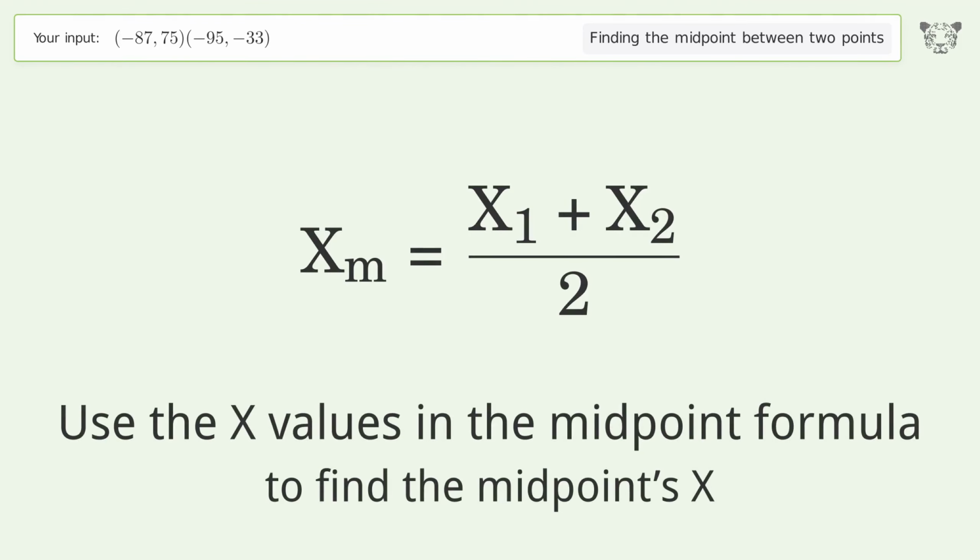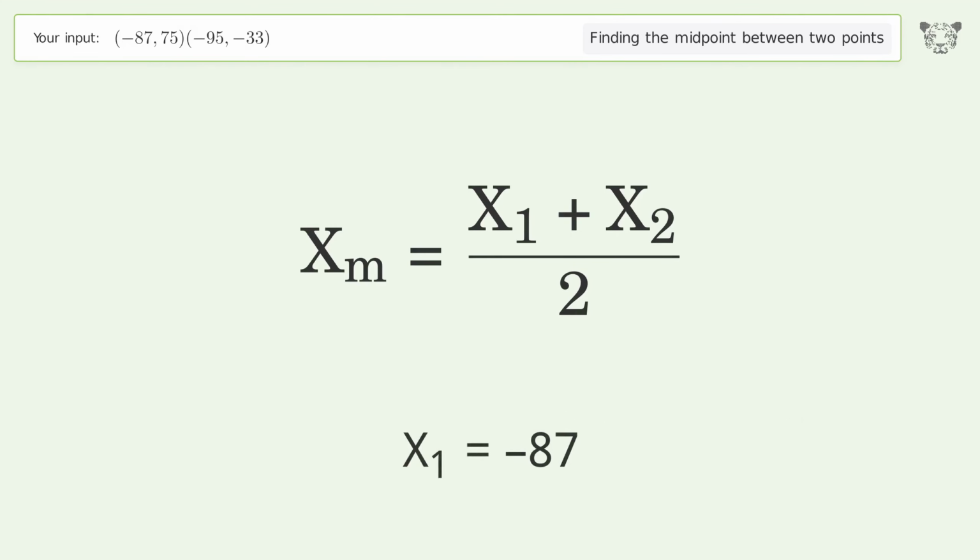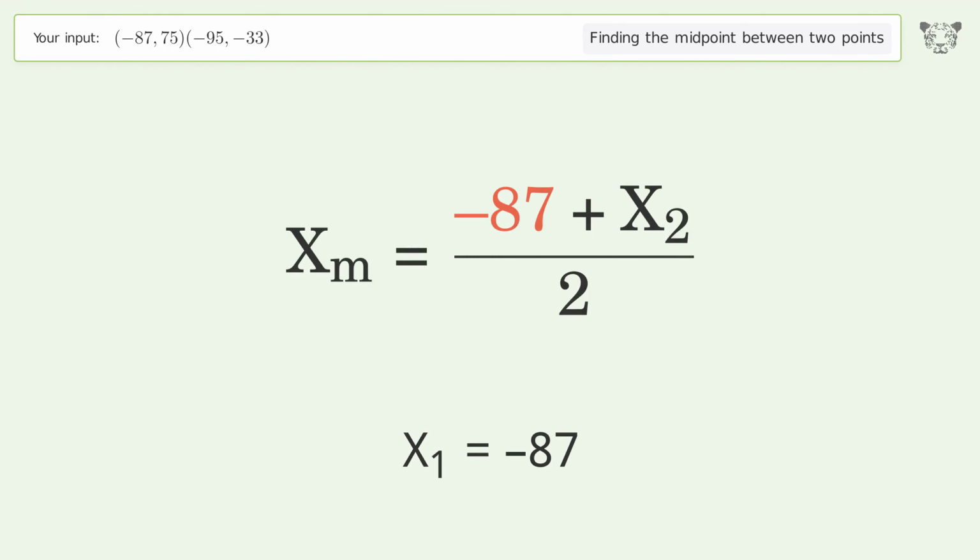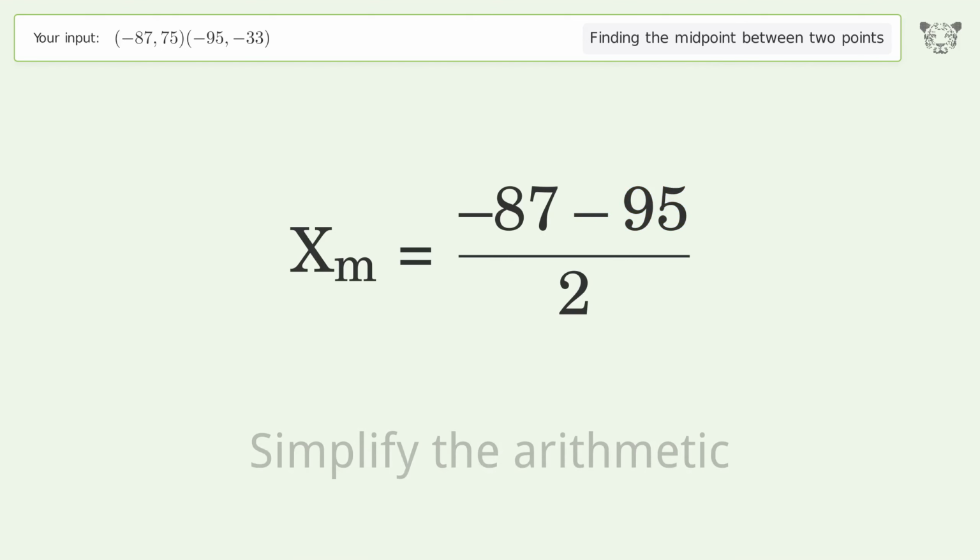Use the x values in the midpoint formula to find the midpoint's x. x1 equals -87. x2 equals -95. Simplify the arithmetic.